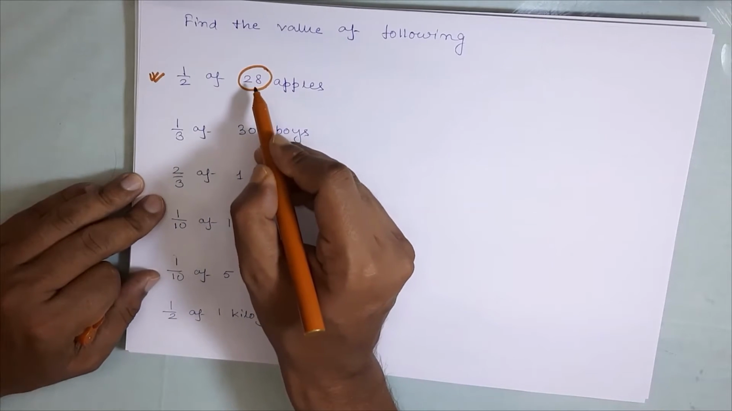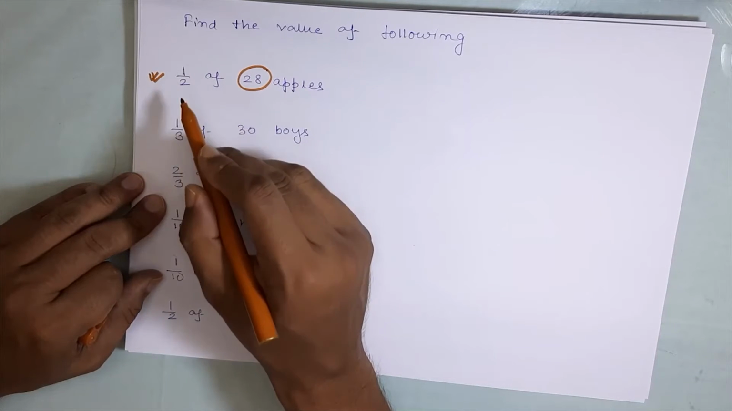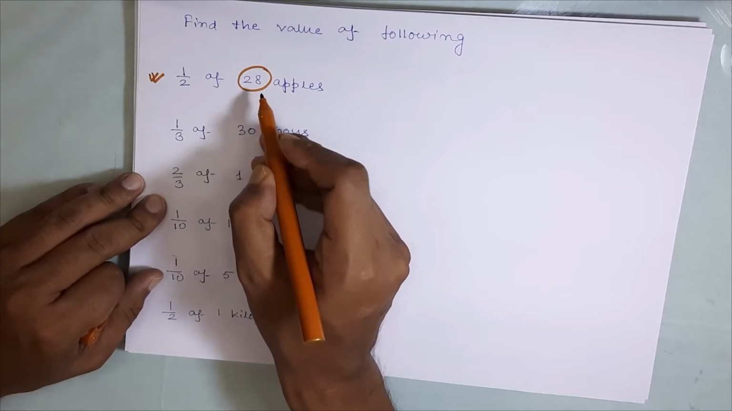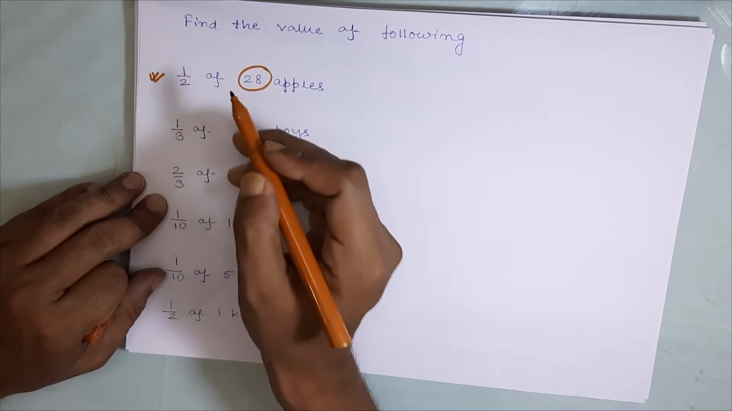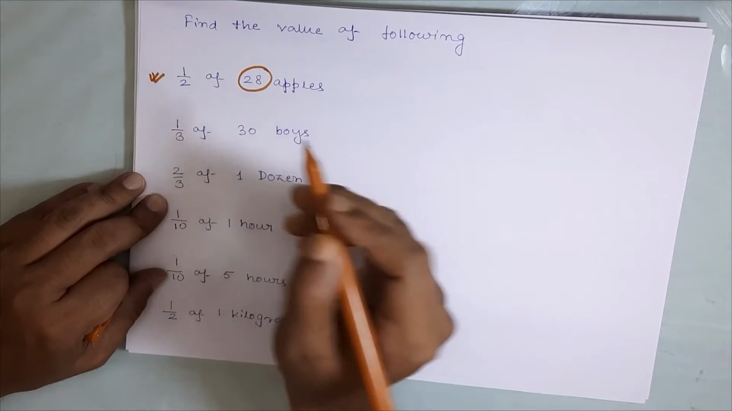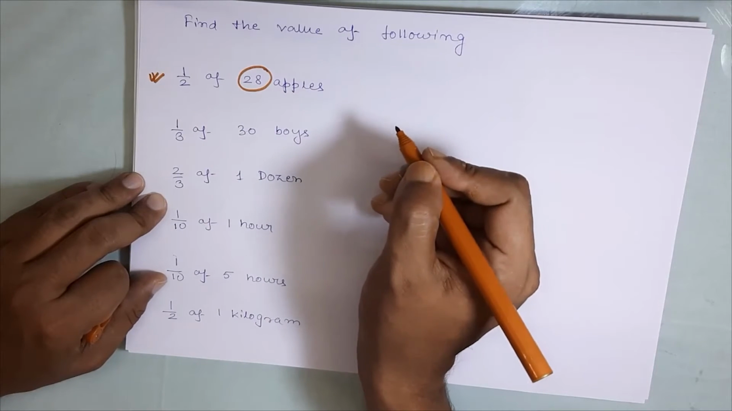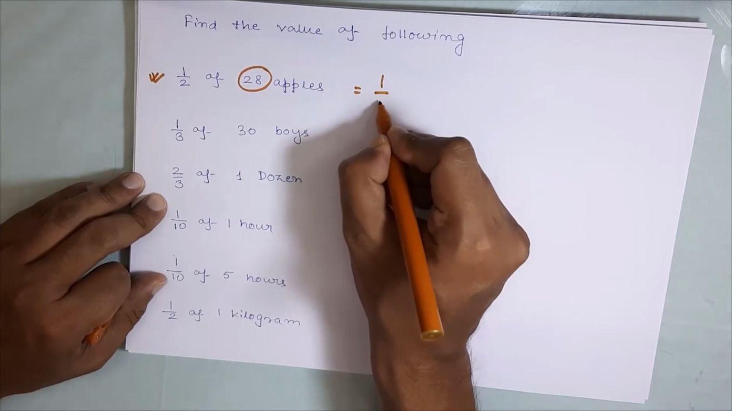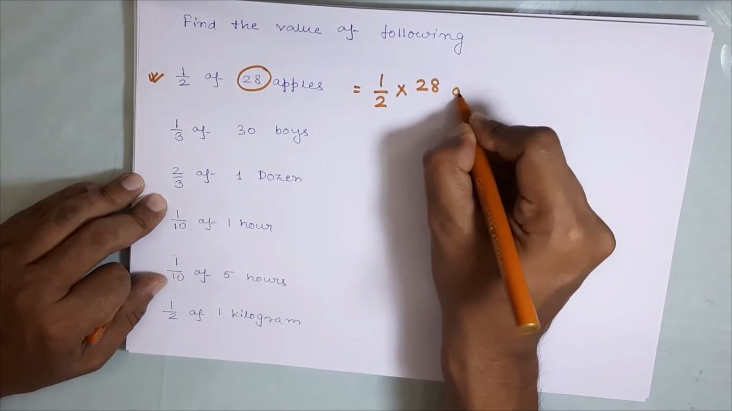Now, we are asking for 1 out of 2. So if we divide 28 into 2 equal parts, what will be one part out of it? The easy way is to divide 28 by 2 and then multiply it by 1. So that is how we'll do it. But in case of solving a problem, how do we do it? We write 1 by 2 into 28 apples.